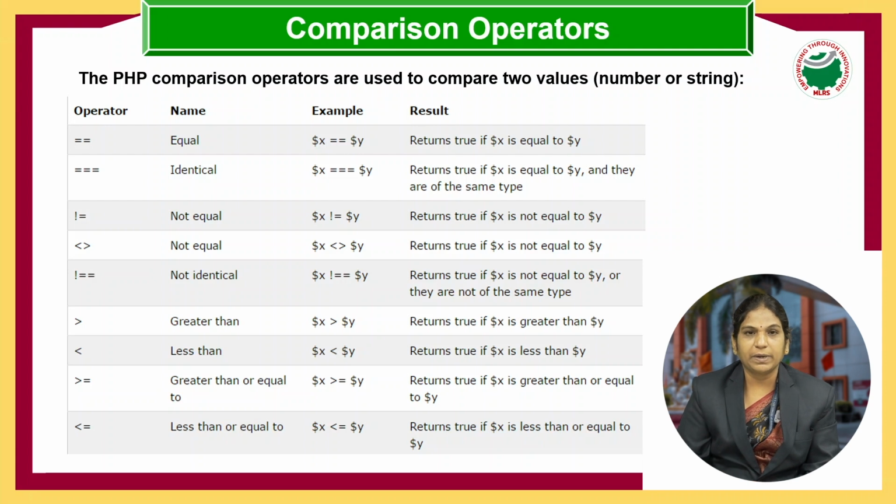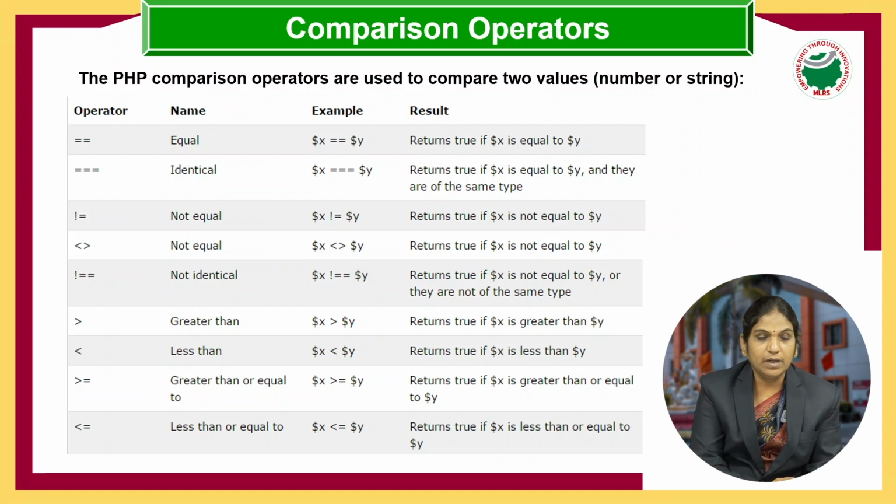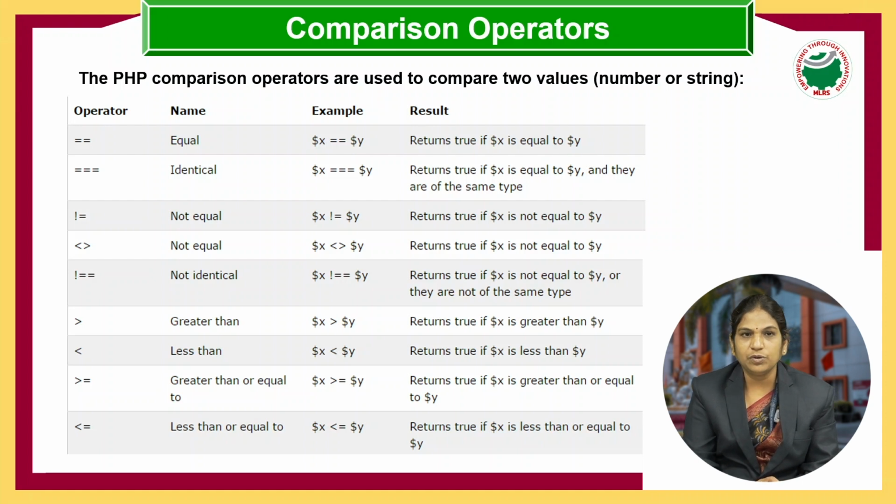The next type of operators are comparison operators, which are used to compare the operands present on both sides of the operator. Here, double equal to is used to check whether both operands are equal or not. It returns true if both are equal, or false if they are not equal. With equal to signs three times, it is the identical operator, which returns true if x is equal to $y and they are of the same type.